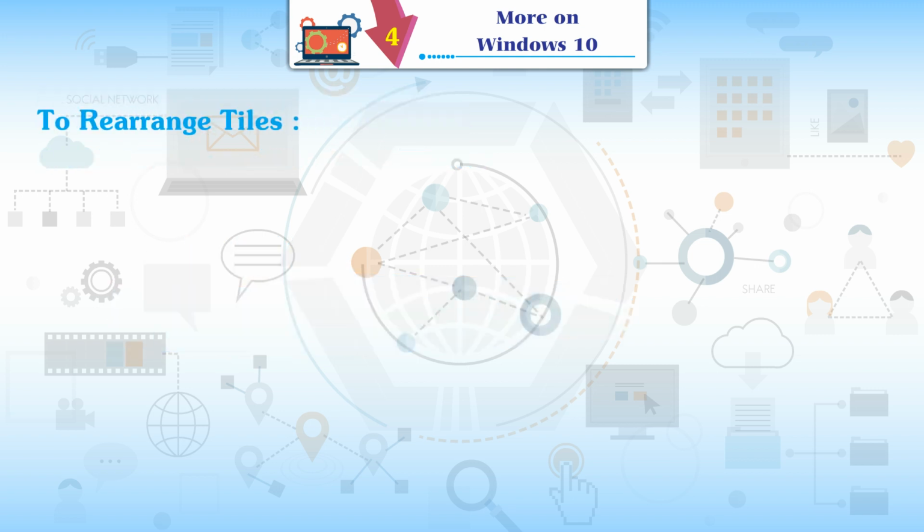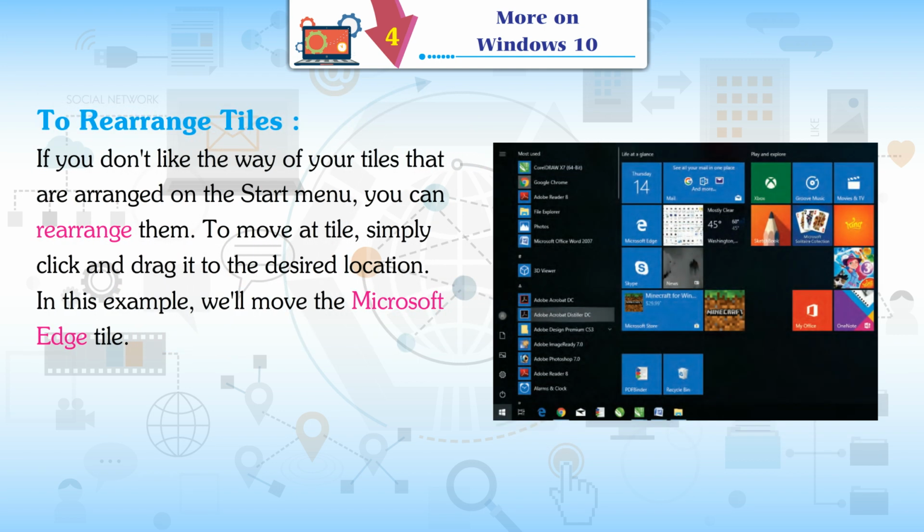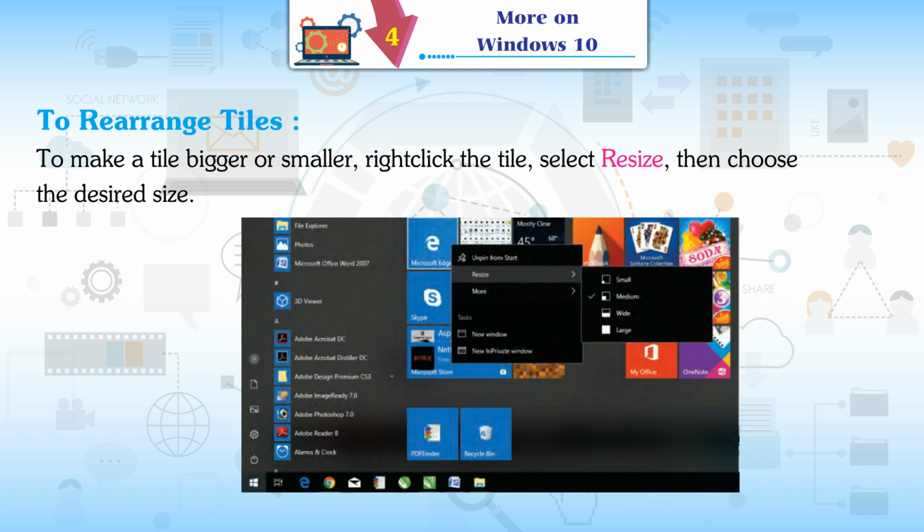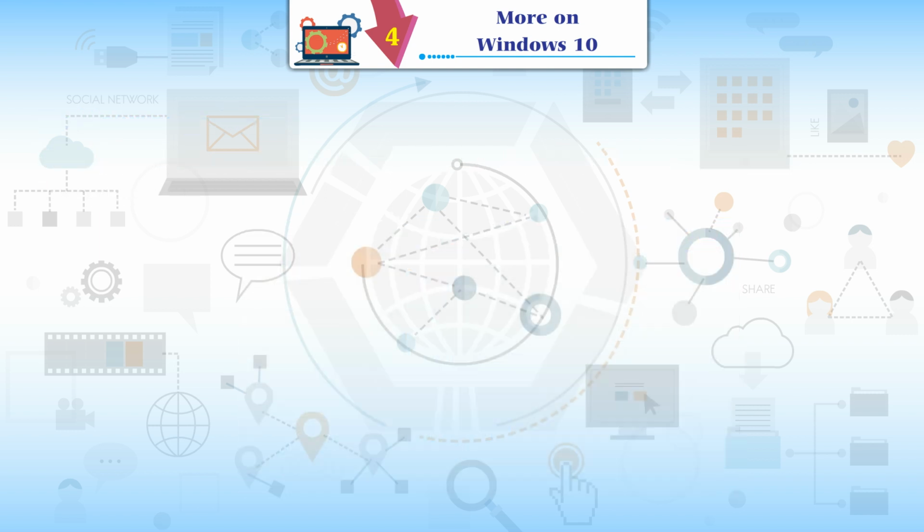To rearrange tiles: if you don't like the way your tiles are arranged on the Start menu, you can rearrange them. To move a tile, simply click and drag it to the desired location. In this example, we'll move the Microsoft Edge tile. To make a tile bigger or smaller, right-click the tile, select Resize, then choose the desired size.